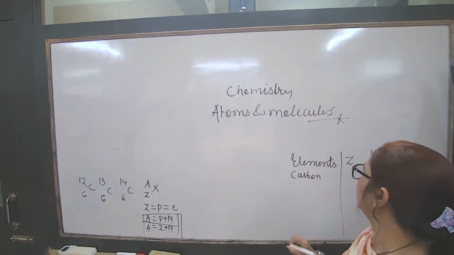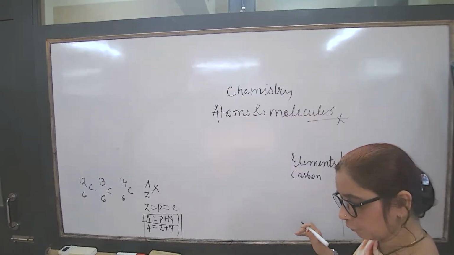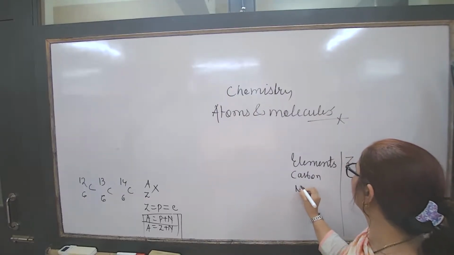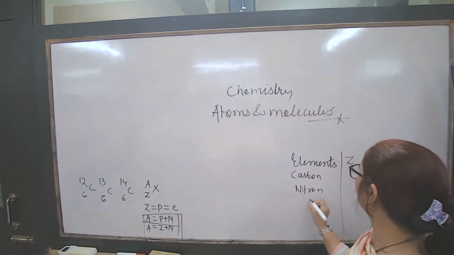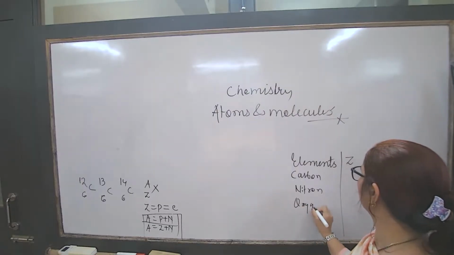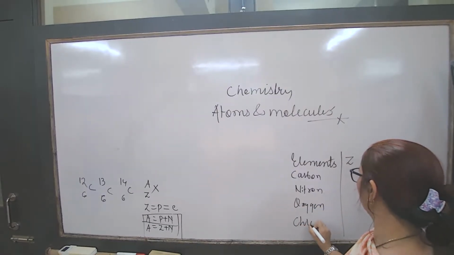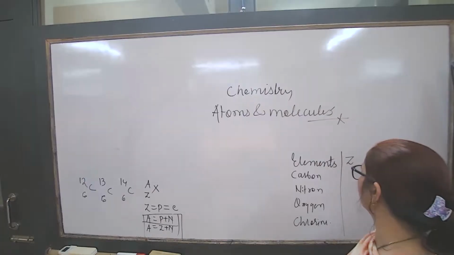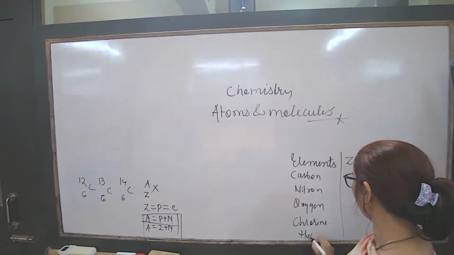Now take down a few elements. Carbon, then nitrogen, oxygen, then chlorine, and at the end hydrogen.